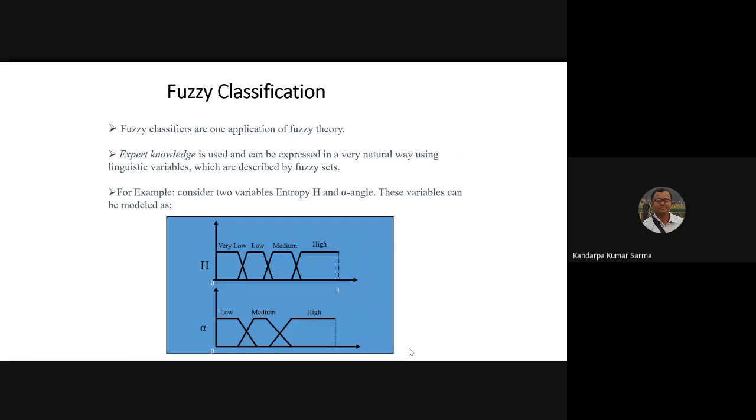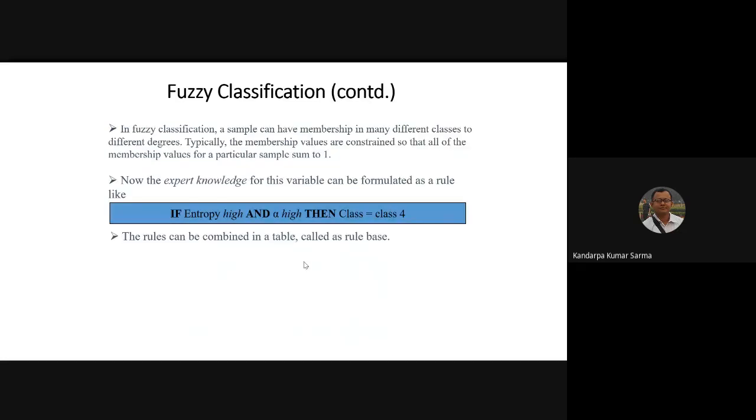Here, we need the expert knowledge so that we can use the linguistic variables. So here are two such cases. We can use situations like very low, low, medium, and high. And we can use these variables for modeling different height cases. With that type of representation, a sample can have memberships in many different classes to different degrees. Typically, the membership values are considered so that all of the membership values for a particular sample sum to one. So this is one of the requirements.